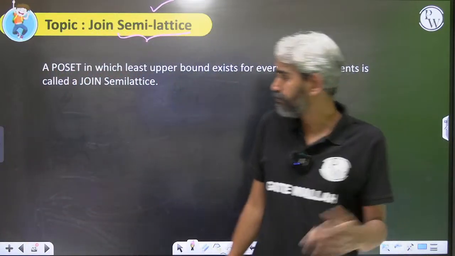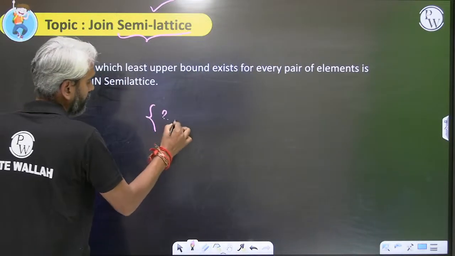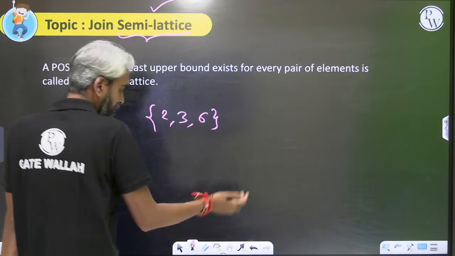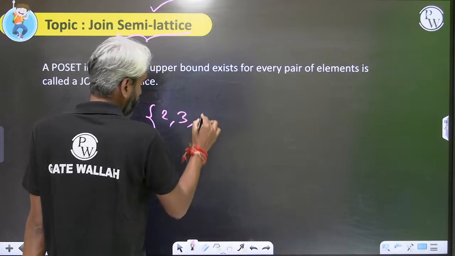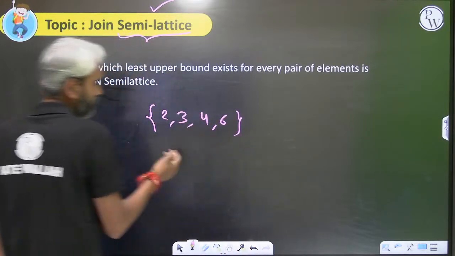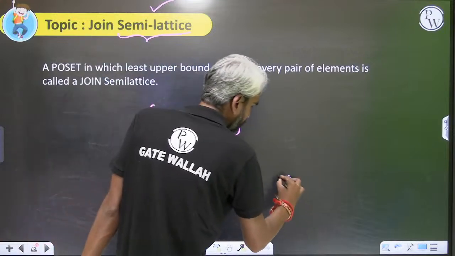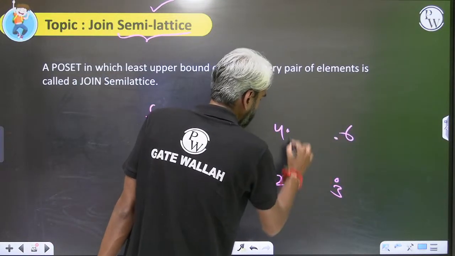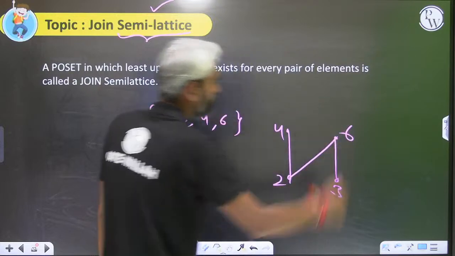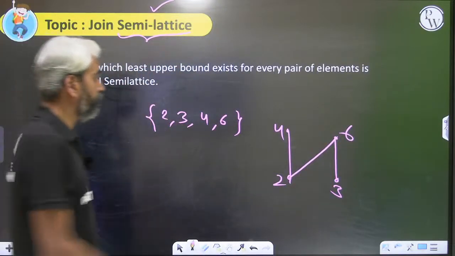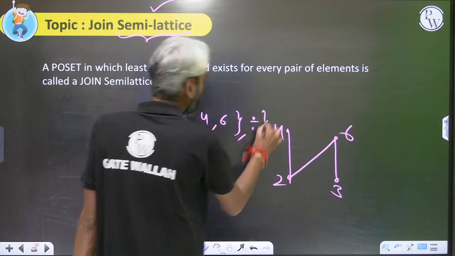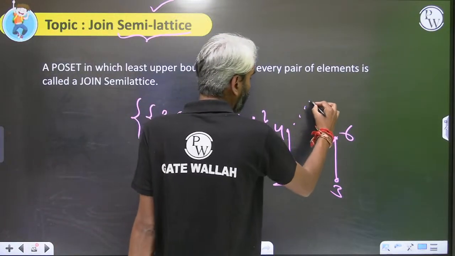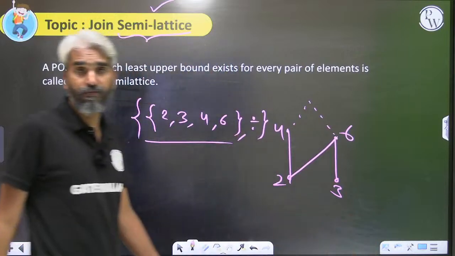It's not necessary. So if I give you an example, let's look at this. If I say 2, 3, 4, 6, and I create a poset diagram for this, then this will be 2, this will be 3, this will be 4, this will be 6. 2 divides 4, 2 divides 6. So this is your poset: 2, 3, 4, 6 with respect to divides. So in this particular poset, there is no upper bound of 4 and 6. There is no least upper bound of 4 and 6.